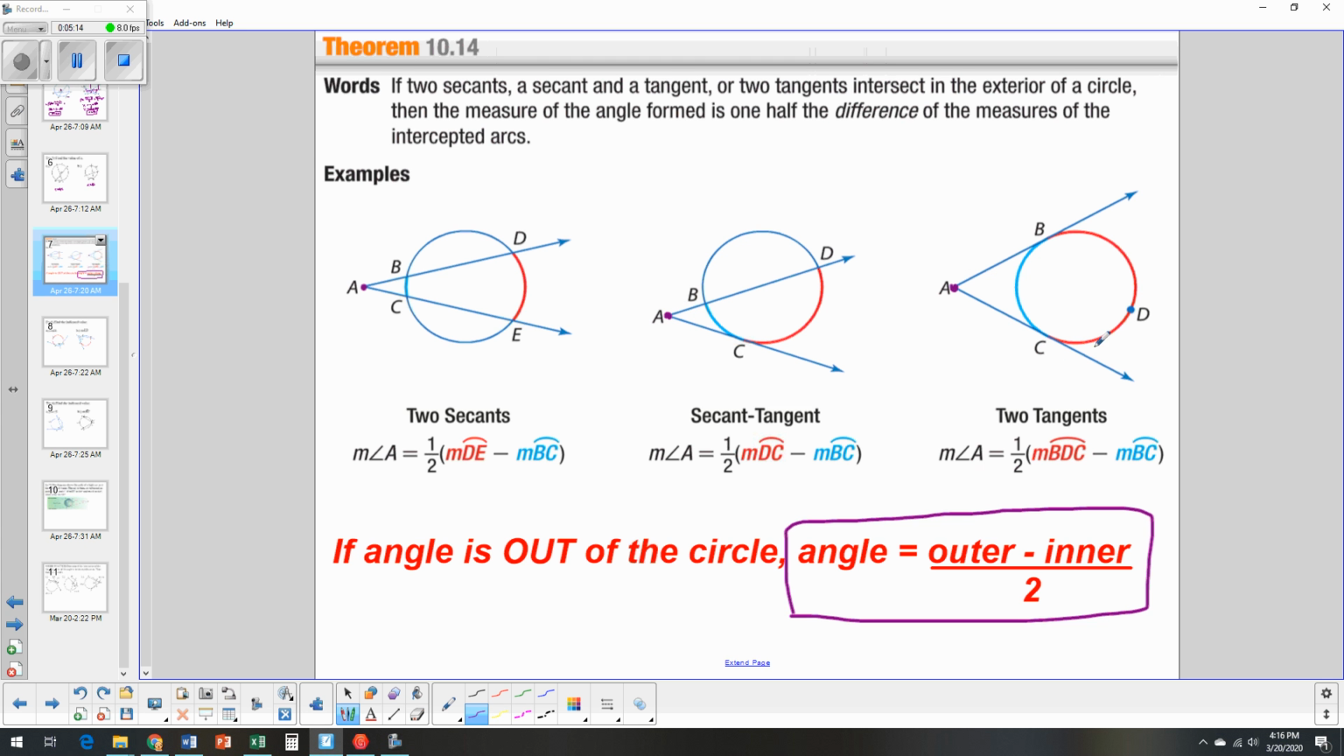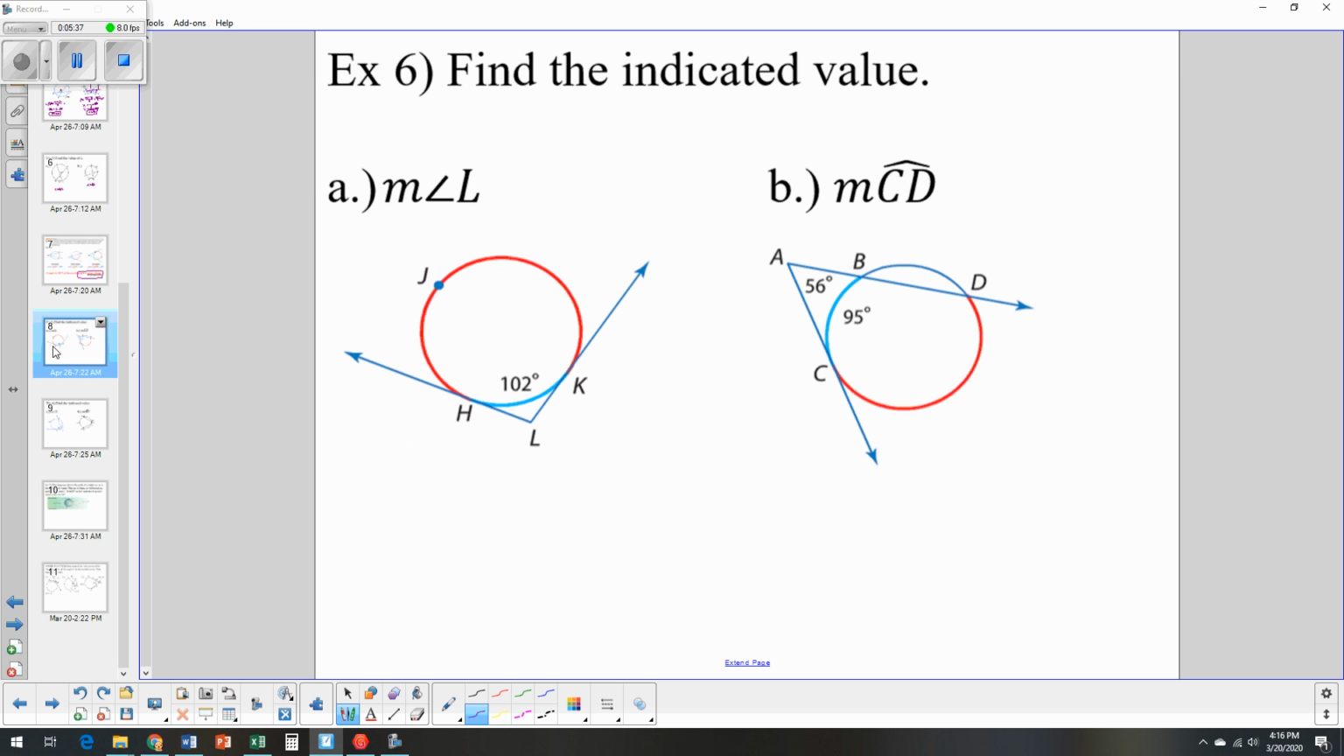The ones where we have two tangents, a lot of times they're only going to give you one arc or the other and ask you to find the angle, or vice versa, because when you have two tangents here, you only have two arcs in the picture. And since we know they add to 360, if they gave me one, I could take it away from 360 to find the other, and then I could focus on finding the angle. And that's actually what we're seeing in example 6, part A.